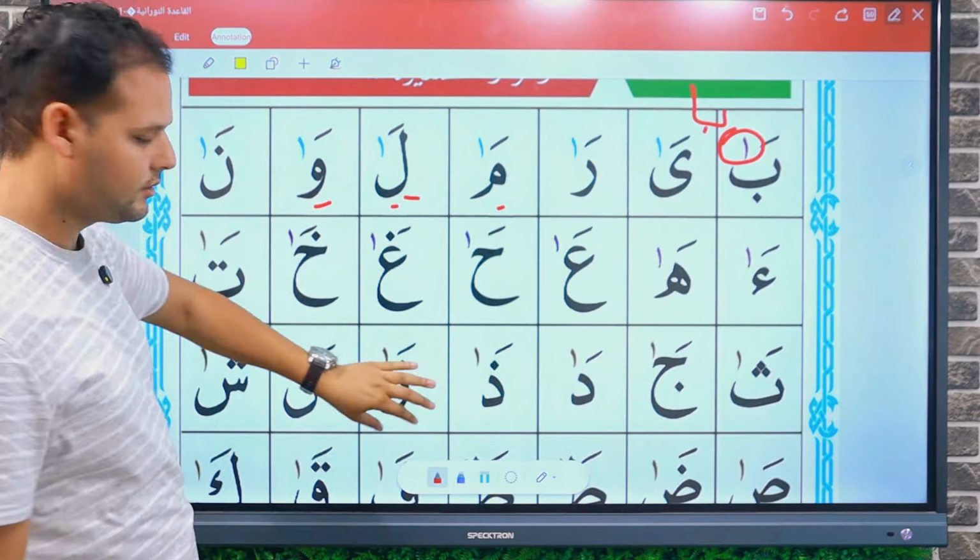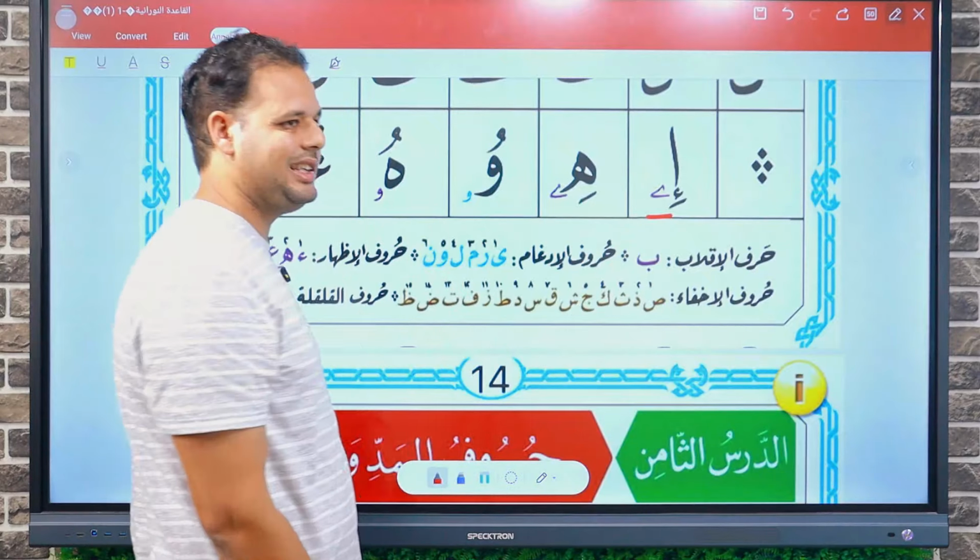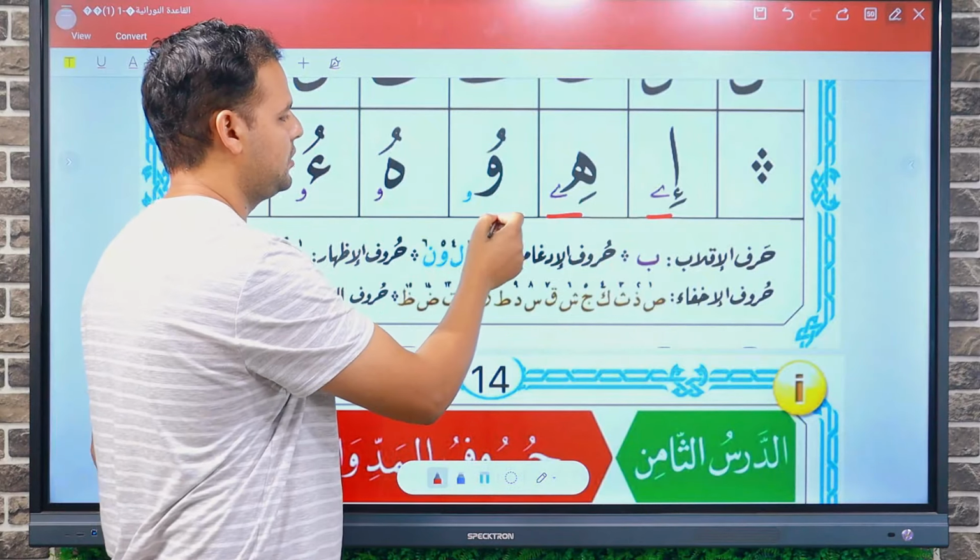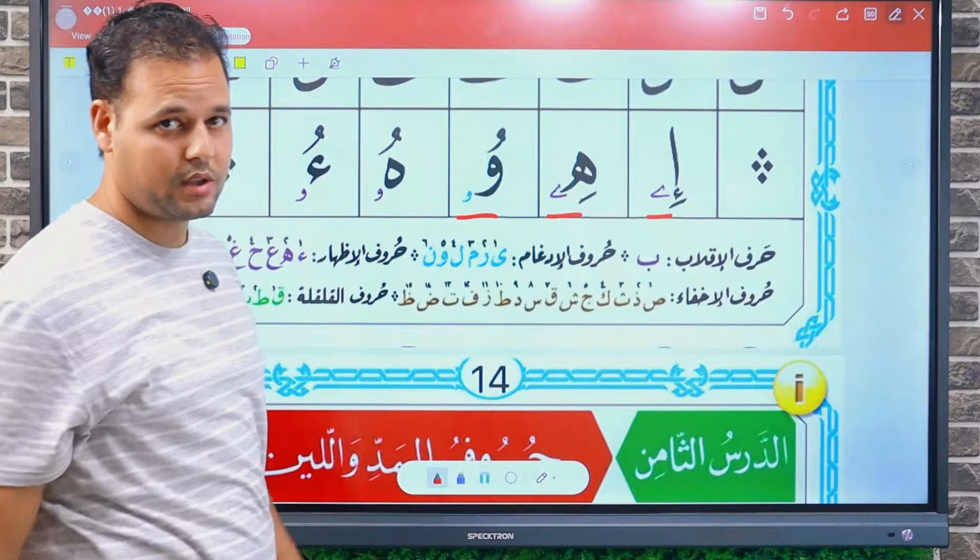Okay? Now, that's the small ya. It appears in the Quran. So it's going to be e, he, wu. And we also use it in Arabic, by the way.